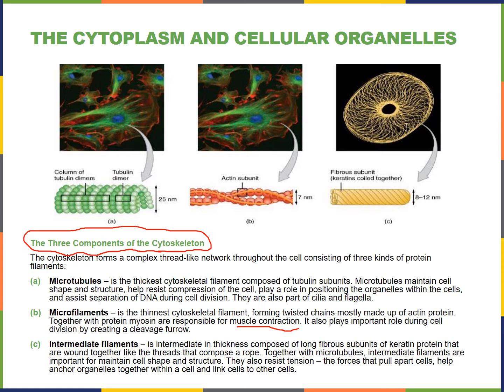The intermediate filament is intermediate in thickness, composed of long fibrous subunits of keratin protein that are wound together like the threads that compose a rope. Together with microtubules, intermediate filaments are important for maintaining cell shape and structure.